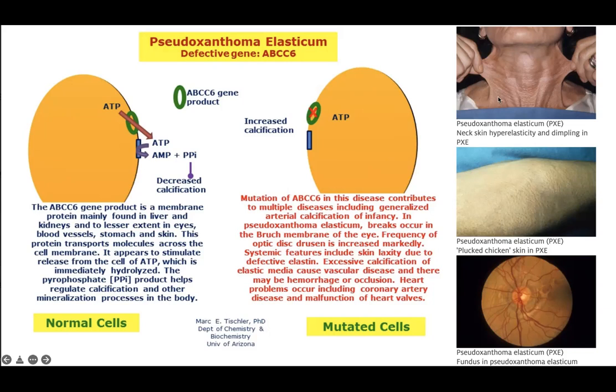So you can see pseudoxanthoma elasticum on the top right panel presenting as neck skin hyperelasticity and dimpling. You can see the plucked chicken skin appearance of pseudoxanthoma elasticum. And here's a picture of the drusen within the retina in pseudoxanthoma elasticum. And you can see the fundus here with the cholesterol and calcification defects within the retina.